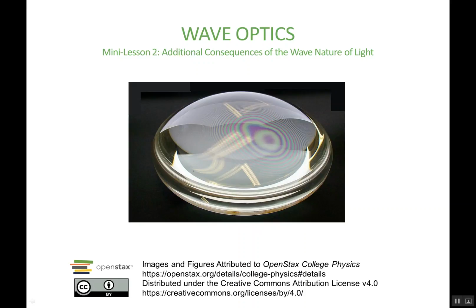Hi, this is part 2 of a two-part lesson on wave optics. In this lesson, we'll talk about additional consequences of the wave nature of light and diffraction. In the last lesson, we talked about diffraction and interference patterns. All the images that you see in this video are attributed to OpenStax College Physics, published by openstax.org under the Creative Commons Attribution License version 4.0.